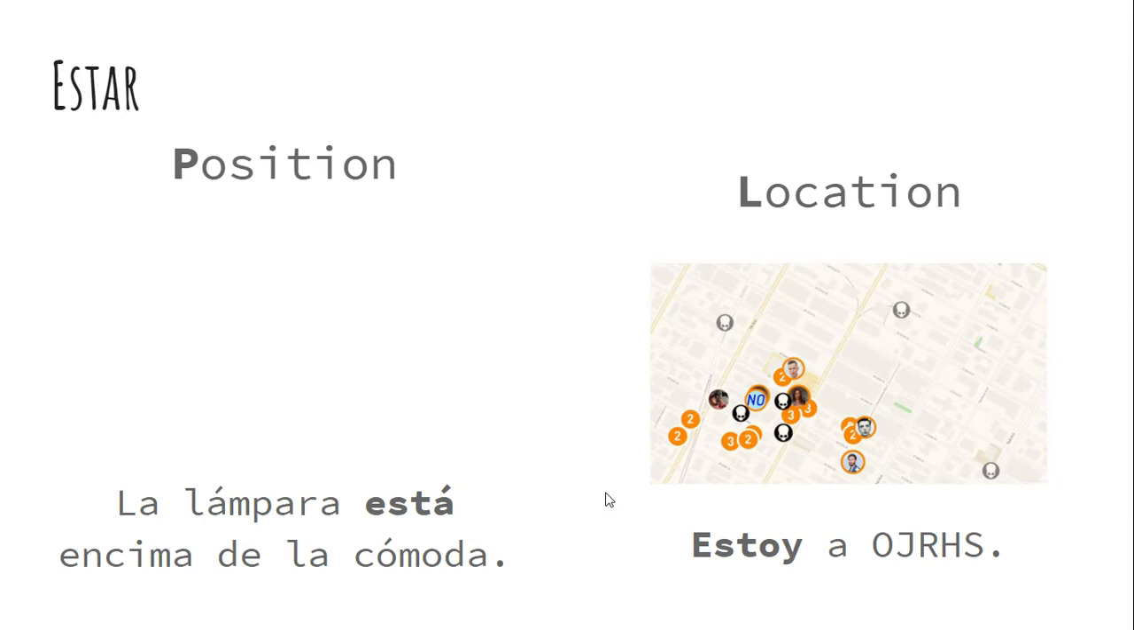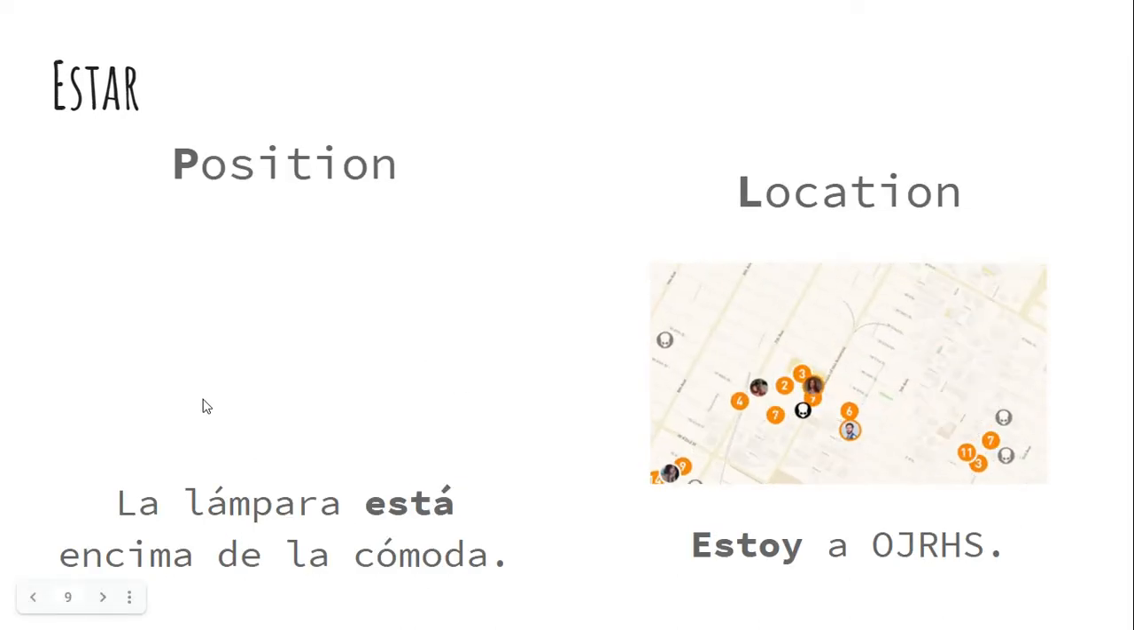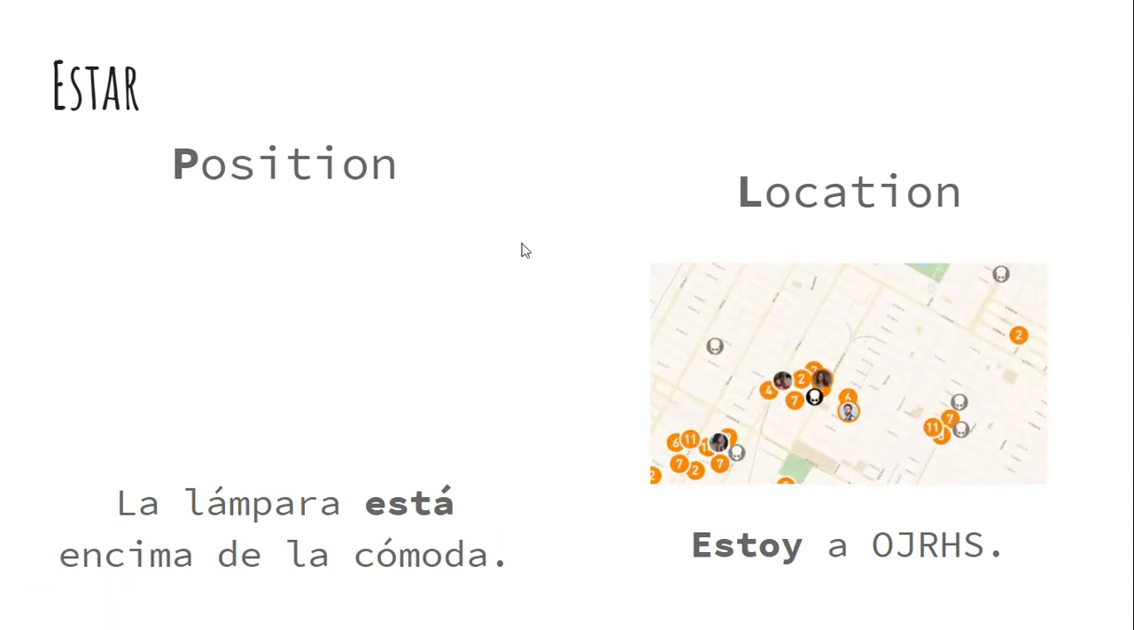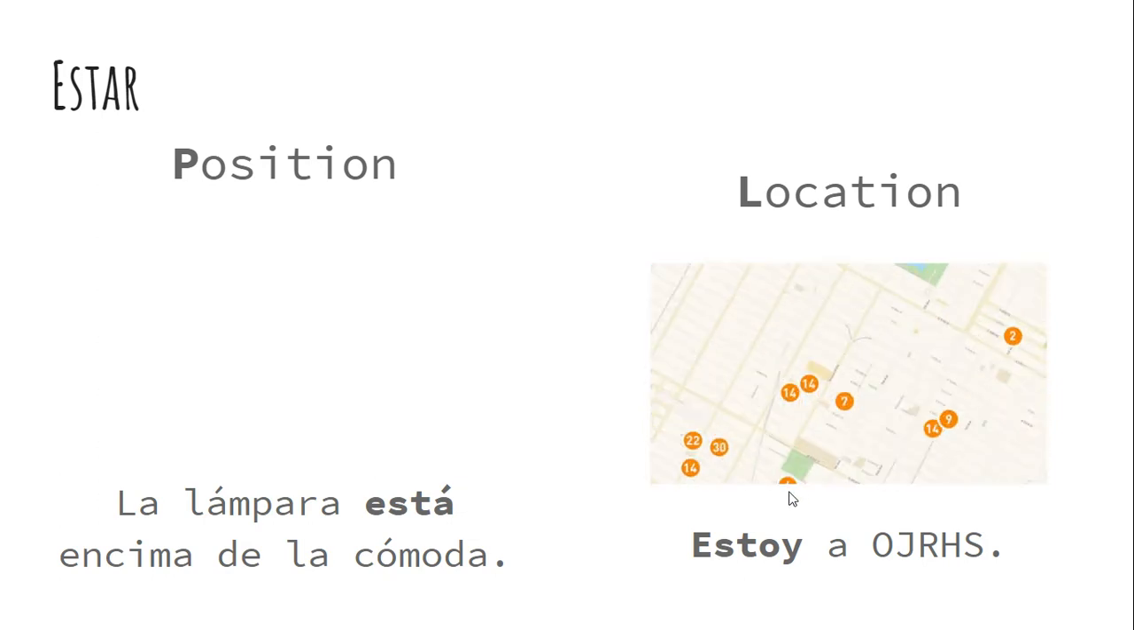We use the acronym place to decide when to use the verb estar. The P stands for position. La lámpara está encima de la cómoda. Okay, the lamp is on top of the dresser. Location, position. The L stands for location. Estoy a Owen J. Roberts High School. Okay, where are you?